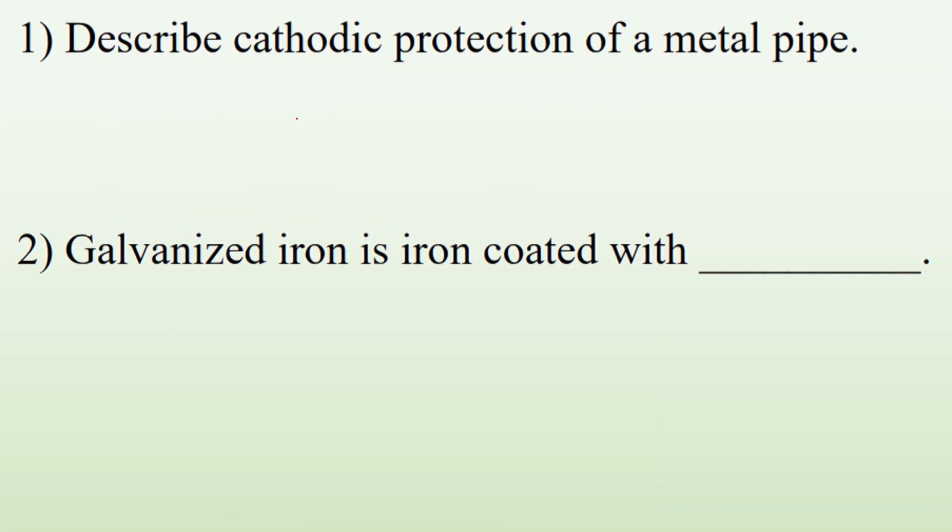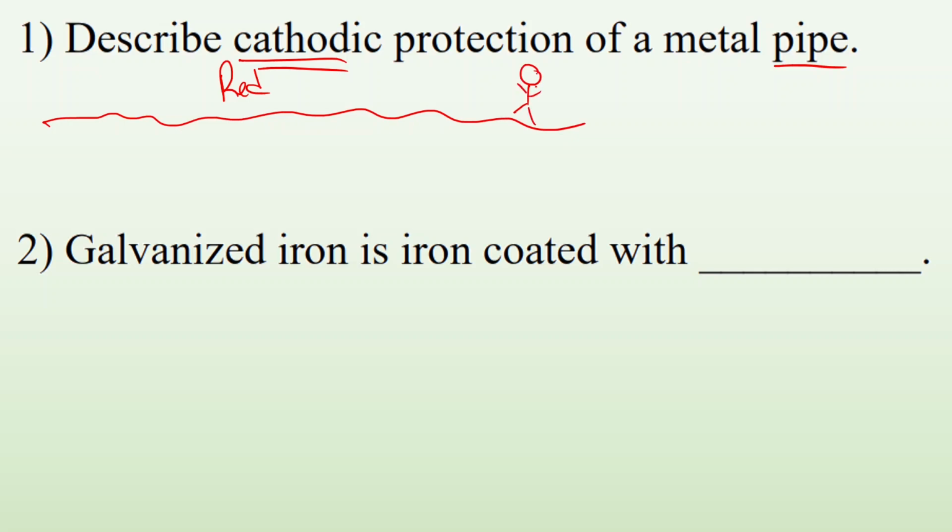Describe cathodic protection of a metal pipe. So basically it's saying, hey, let's turn this metal pipe into a cathode. What happens at the cathode? Reduction. So let's say we have, here's the ground, right? That's the ground. There's somebody standing on top of it. This is my stick figure. And this person's really happy despite how unpleasant they look.